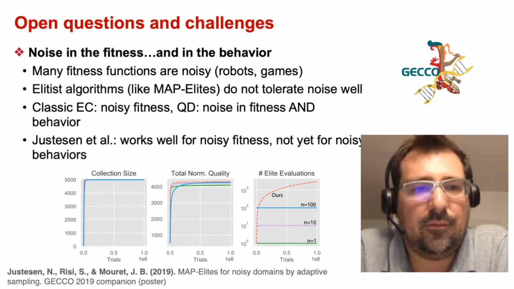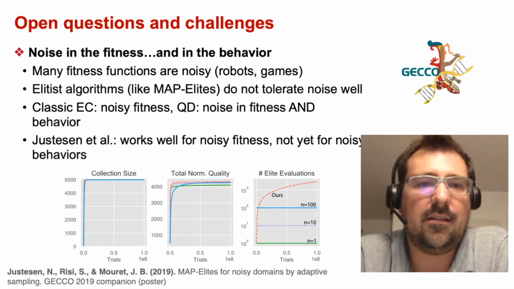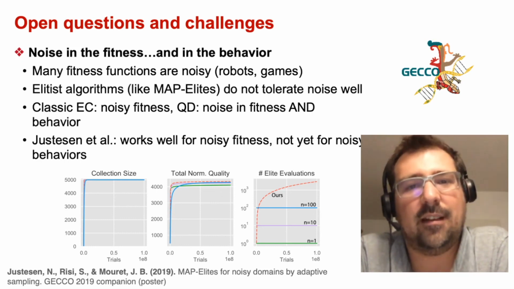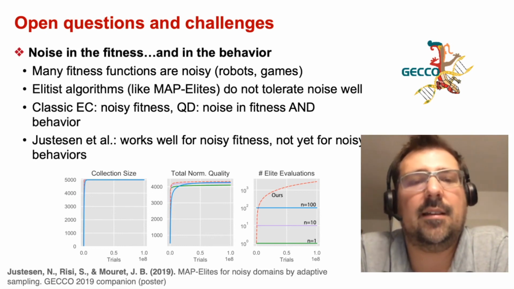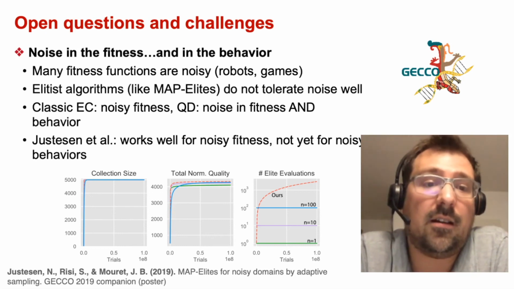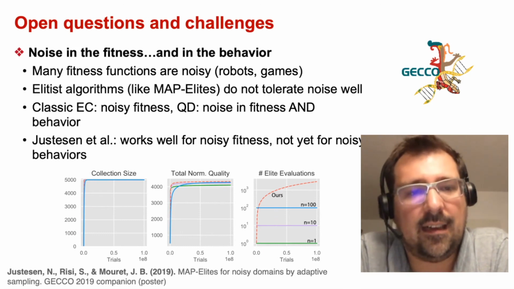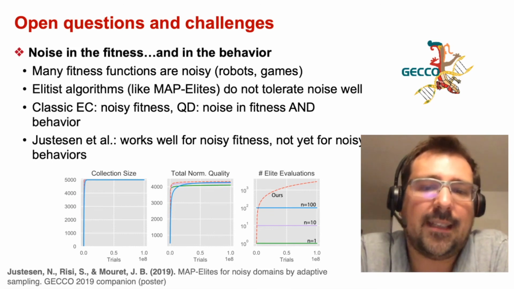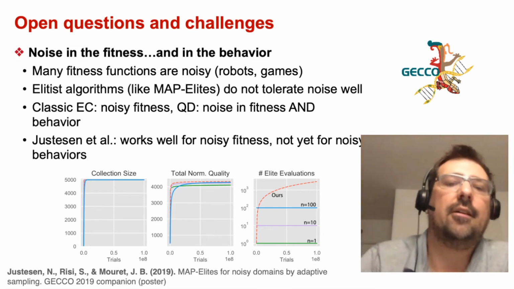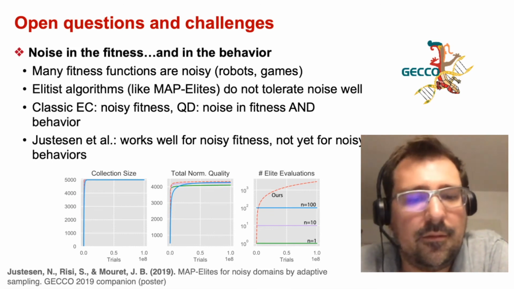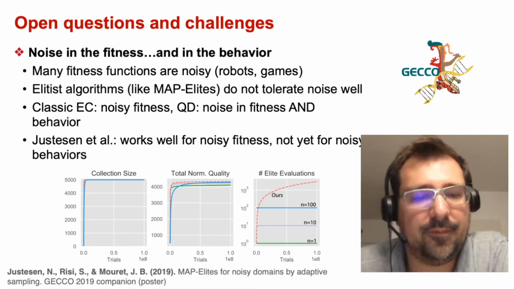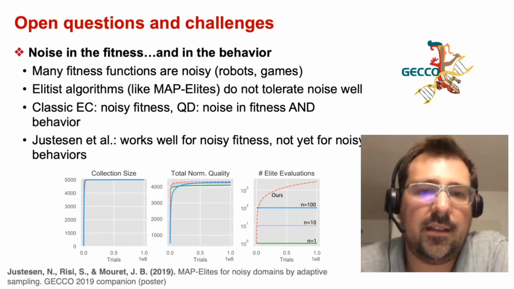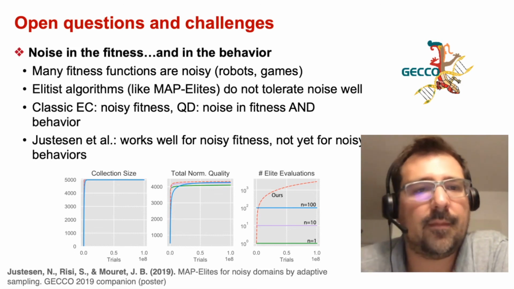Another question is that we currently do not handle noise in the fitness well, and we do not handle noise in the behavior at all in most of the algorithms. If you have a noisy fitness function, with an elitist algorithm like MAP-Elites, you have to reevaluate many times so that you just remove the noise. I think we can do much better than this. We tried a few things last year with Niels Justesen and Sebastian Risi, but I think there is much more to do. And the real challenge is the noise in the behavior space.